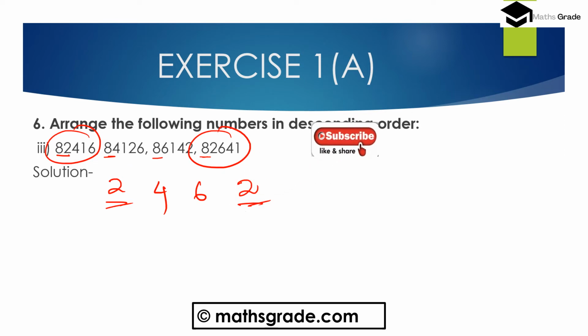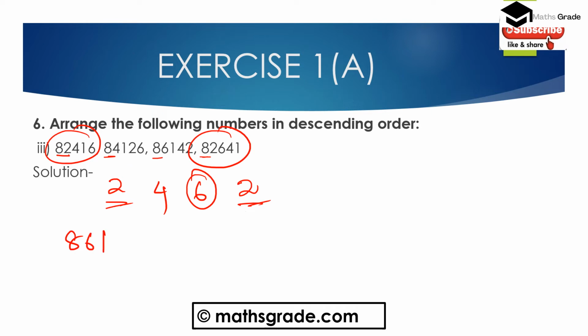So now next, move on and compare 4 and 6. Here 86,142, 6 is the bigger digit, 6 is the biggest digit, so 86,142 is a bigger number than 84,126. Now compare these two numbers, 82,416 and 82,641.